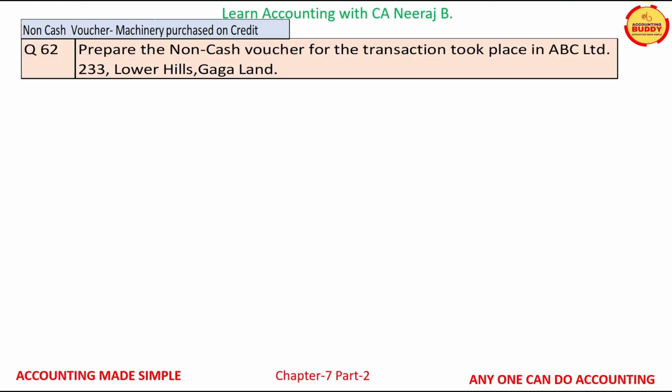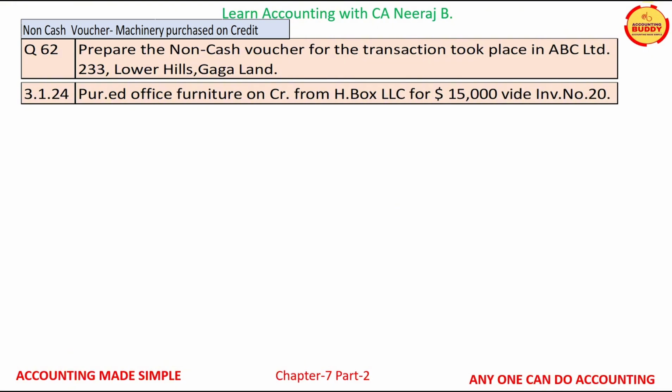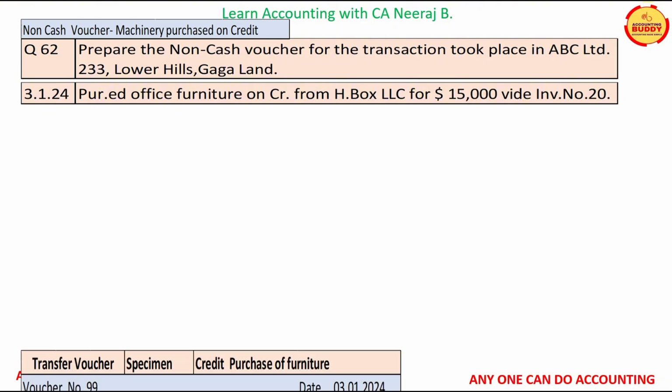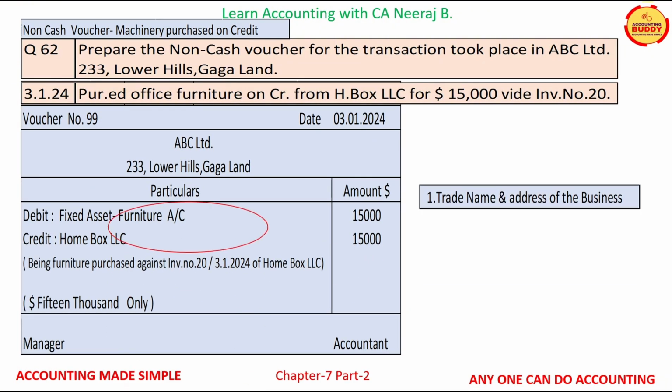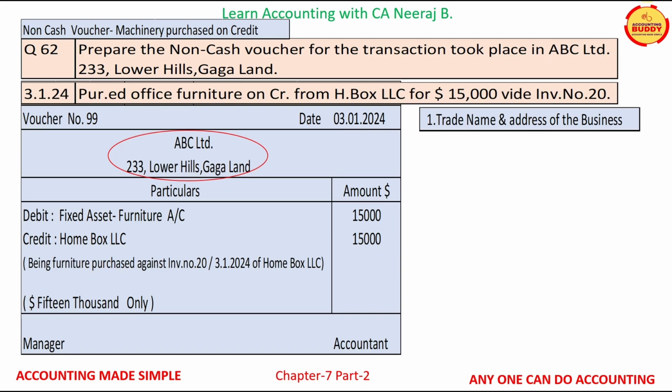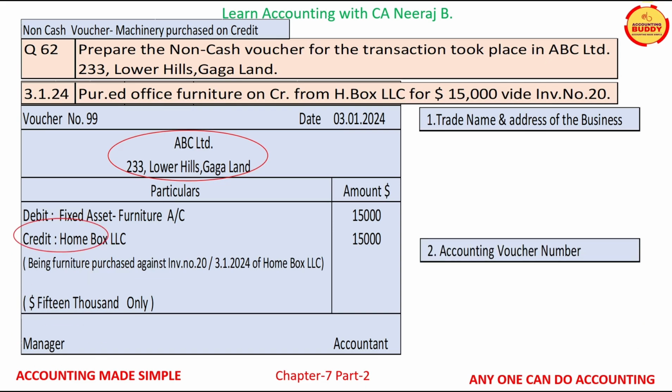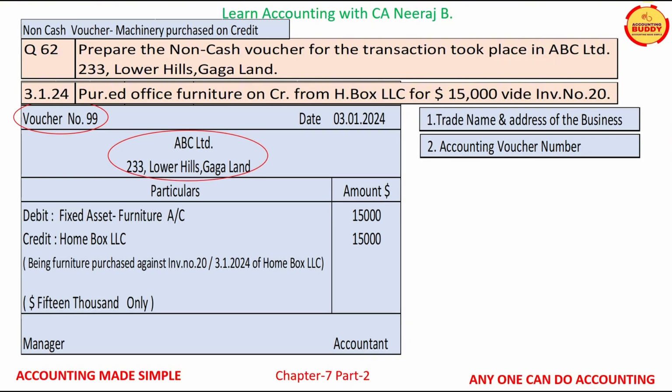Question number 62 is prepare the non-cash voucher for the transaction that took place in ABC Limited business. On 3rd January 24, ABC Limited purchased office furniture for $15,000 on credit from the supplier Homebox LLC. The non-cash voucher for the transaction will look like as displayed on your screen. The non-cash voucher is having the trade name and the complete address. The voucher is numbered as voucher number 99 and is dated as 3rd January 24.